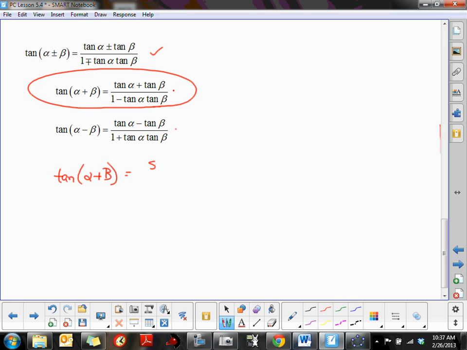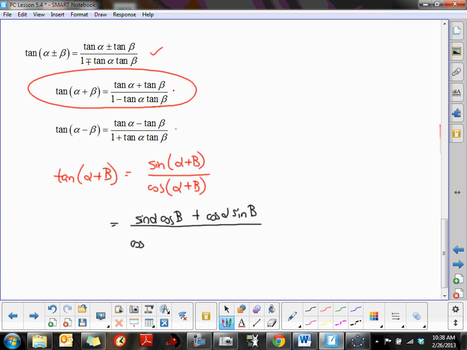So tangent is always the sine of the angle, and our angle has to be alpha plus beta, divided by the cosine of our angle. And again, that's just alpha plus beta. And now we can apply our sine of the sum and cosine of the sum identity. So the sine of the sum is the sine of the first, cosine of the second, plus cosine of the first, sine of the second, divided by, now the cosine of the sum is cosine of the first angle, cosine of the second angle, minus sine of the first angle, sine of the second angle.